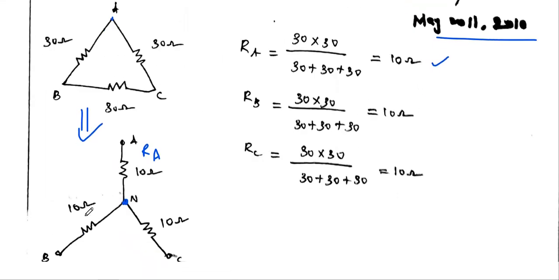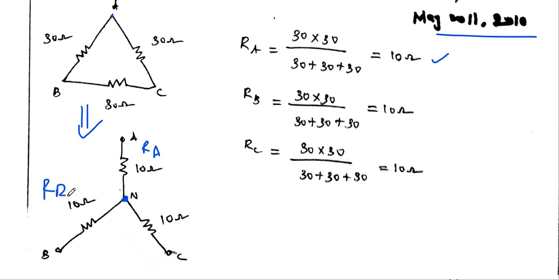Similarly, RB is calculated. It is also the same. RB is calculated by multiplying the two resistances with respect to this B node divided by the total resistance. So the same, 10. Similarly, RC is also 10.